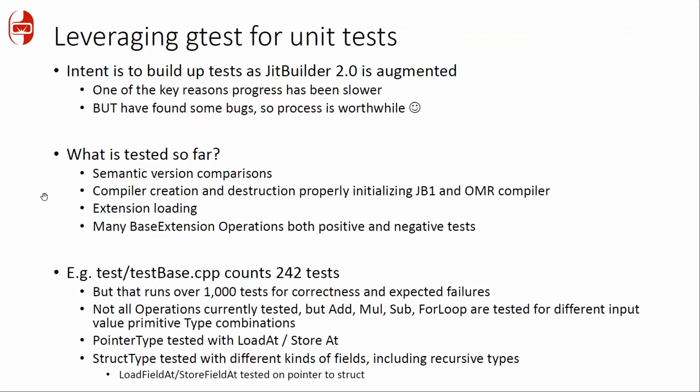In terms of what's being tested so far, I mentioned there's that semantic version class. So I did write some tests to verify that it correctly identifies compatible version numbers. The whole compiler creation and destruction thing, properly initializing JitBuilder 1 and the OMR compiler, at least from the point of view of calling initialize JIT when it should and calling shutdown JIT when it should, that's been tested.